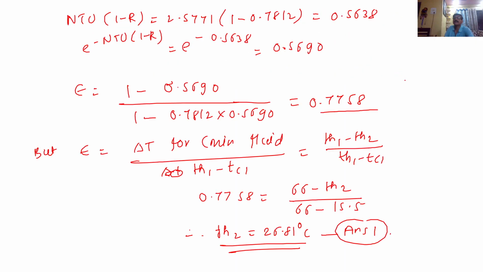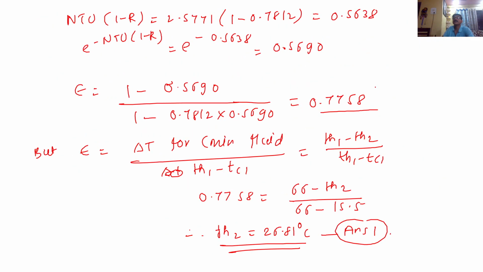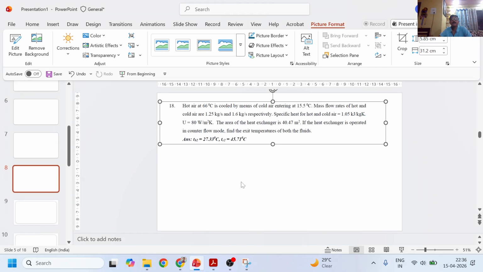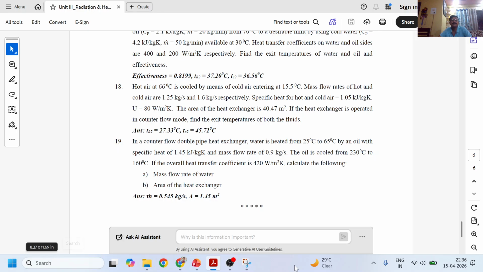TC2 is unknown and TC1 is 15.5. If I solve this, the answer of TC2 comes as 46.11 degrees Celsius. Okay, here is the end of the problem. Now we'll move to the next problem, and probably that is the last problem in the list for the heat exchanger.